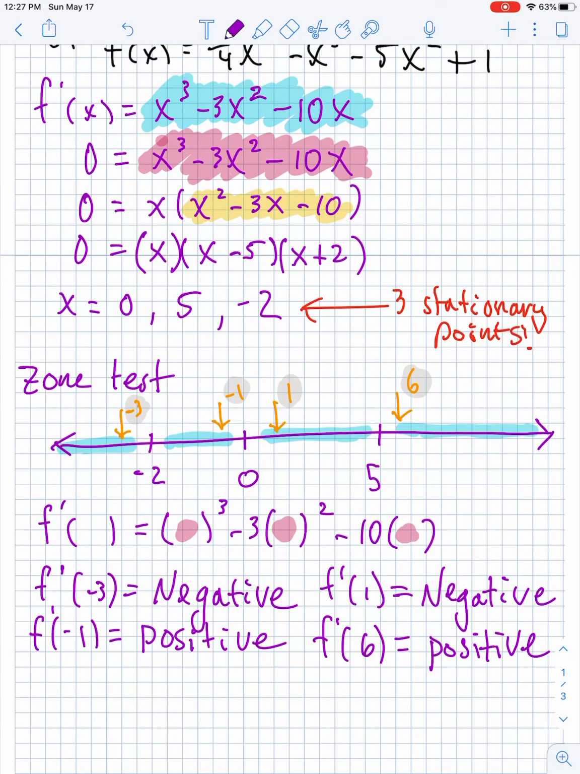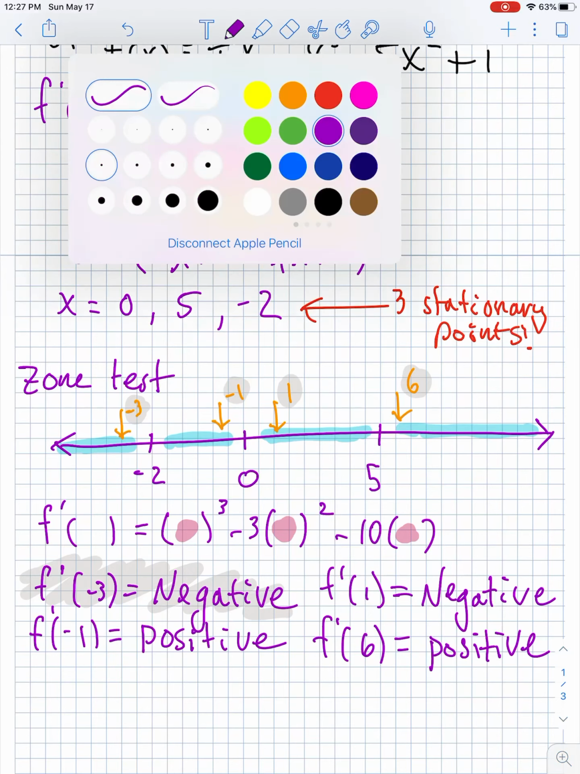Now, some people always come at me and they're like, Jolly, can't you just realize that the first one is negative, so then they're going to alternate after that? Yes, that's true most of the time, but there are problems where that's not true. So I want you guys to test every zone every single time because there are ones that you'll get caught with that method.